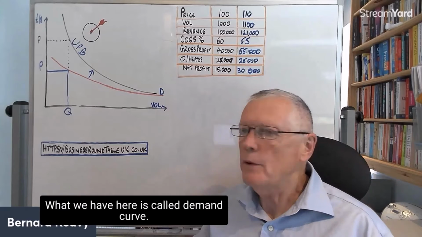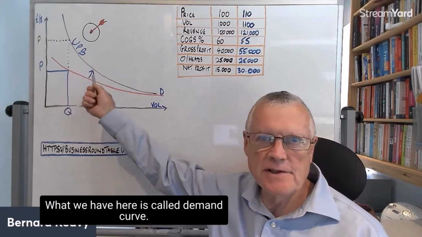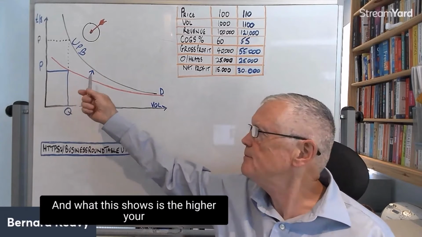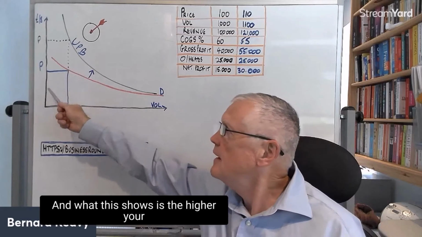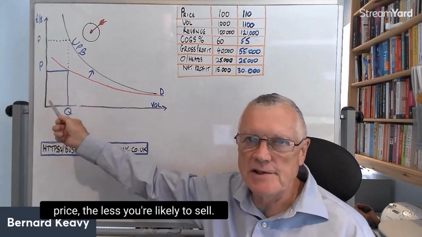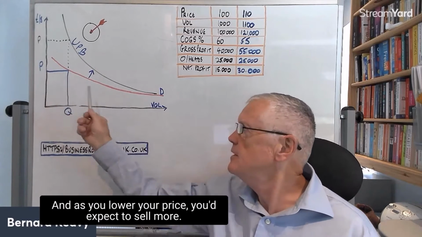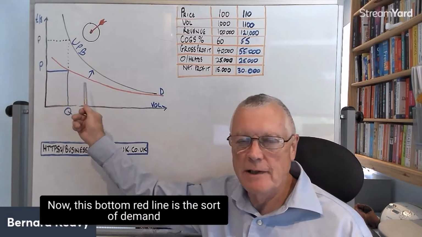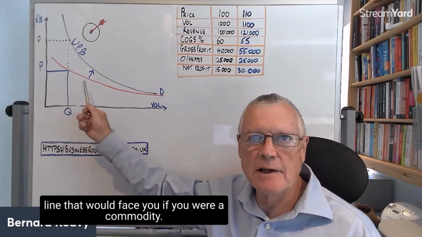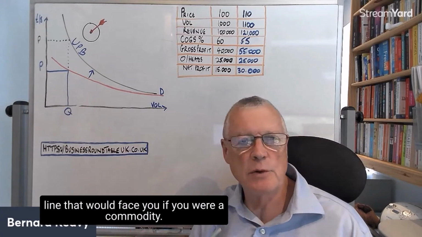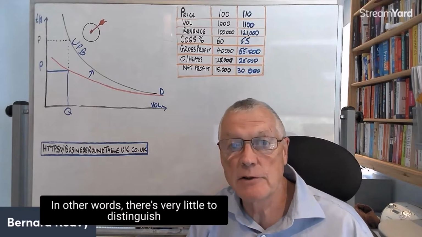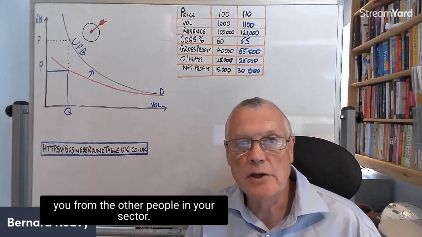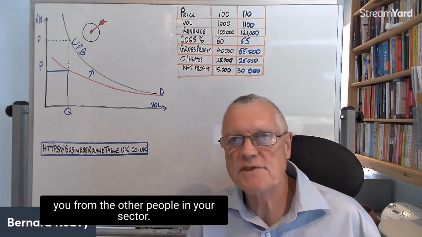Hello. What we have here is called a demand curve. So here's a business, and what this shows is the higher your price, the less you're likely to sell. And as you lower your price, you'd expect to sell more. Now, this bottom red line is the sort of demand line that would face you if you were a commodity. In other words, there's very little to distinguish you from the other people in your sector.